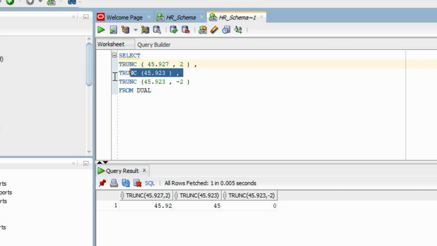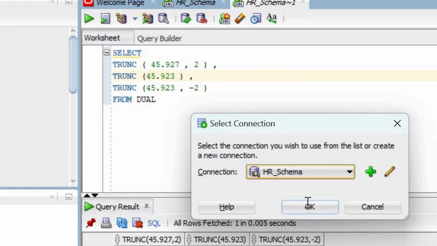The next example here, we are removing all the decimals by not setting any parameter for this, just setting this number as it is. See, here is the 45. And the next one, just remove all the decimals and set this from left to right to be -2, which means it is truncated to be 0. Let's now move to the next function, which is MOD.